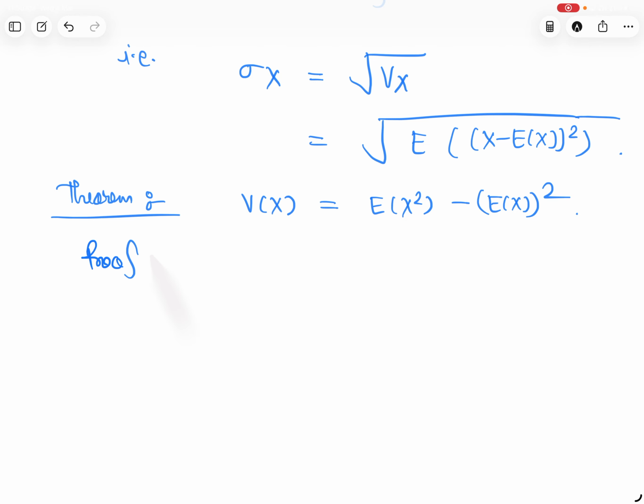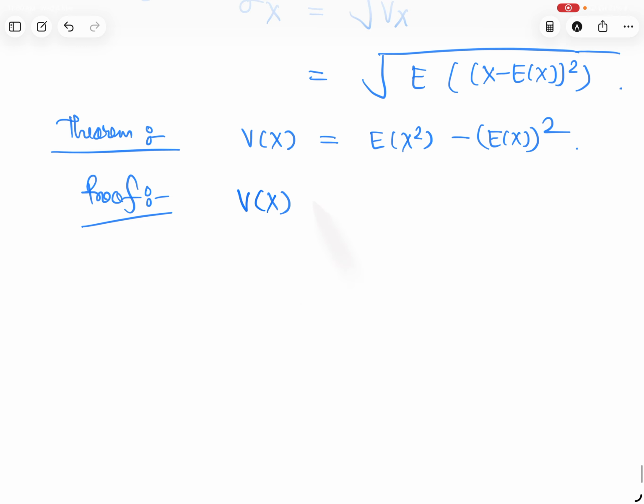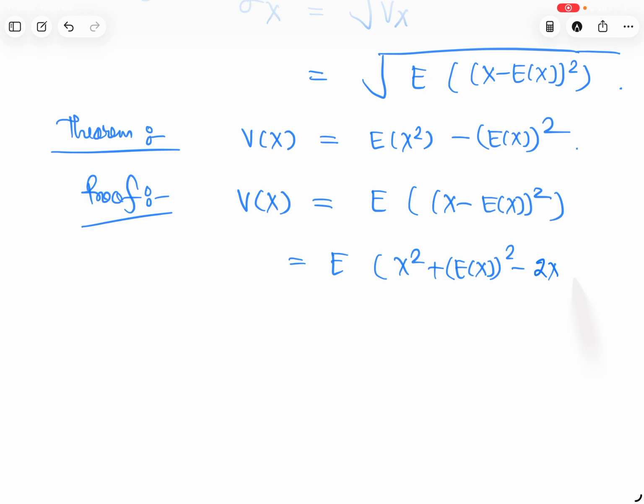So proof. It is simple. Variance of x is equal to, what is the definition of variance of x? Expectation of x minus ex whole square. So we can open the square: inside, x square plus ex whole square minus 2x ex. Now you see that ex is a numerical value. It is a constant, since the expectation of a random variable is a constant value. So what will I get? Apply expectation inside, ex square.